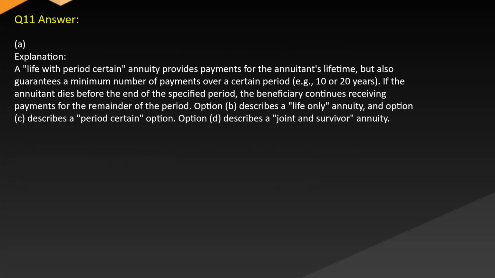Answer A. Explanation. A life with period certain annuity provides payments for the annuitant's lifetime, but also guarantees a minimum number of payments over a certain period, e.g. 10 or 20 years. If the annuitant dies before the end of the specified period, the beneficiary continues receiving payments for the remainder of the period. Option B describes a life-only annuity, and Option C describes a period certain option. Option D describes a joint and survivor annuity.